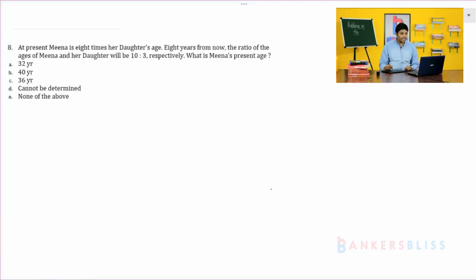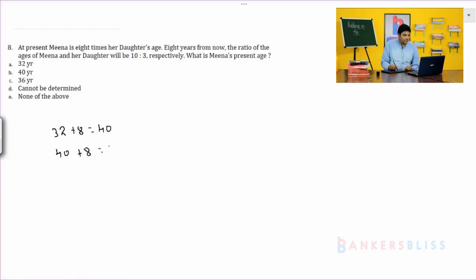So the options they have given are Meena's age. Cannot be determined cannot be the answer, because easily we can determine the age. So it should be none of these, otherwise 32, 40 and 36. Among these three, it should be one. So present age of Meena 32. After 8 years, it will be 40. 40 is the present age.